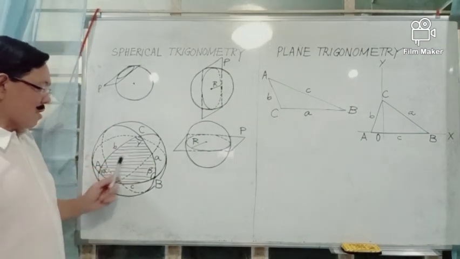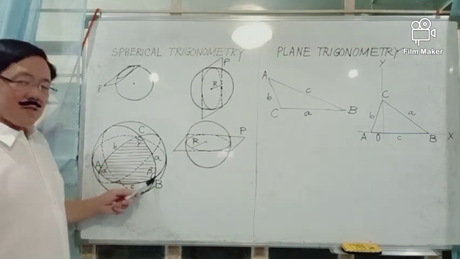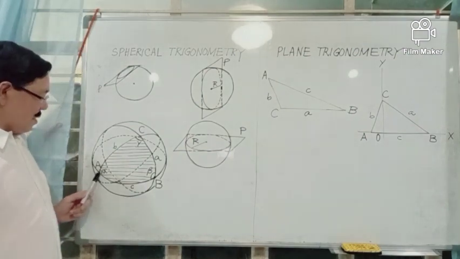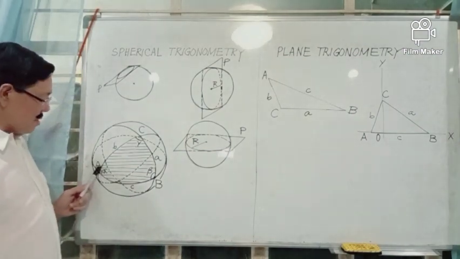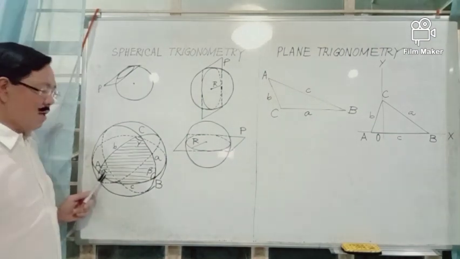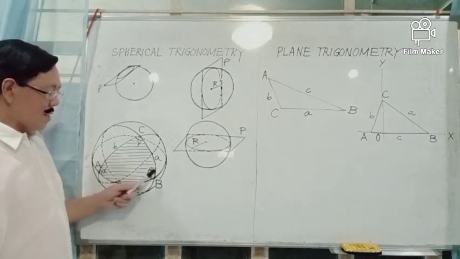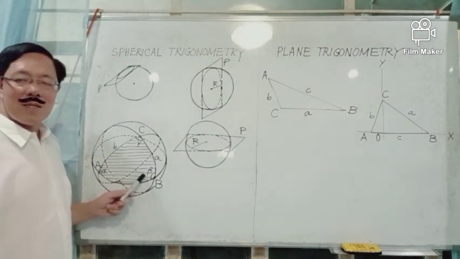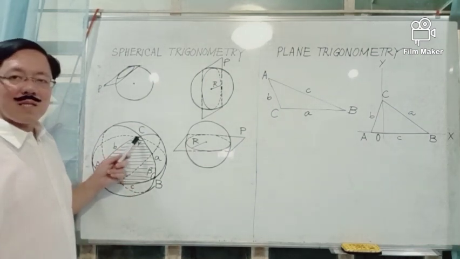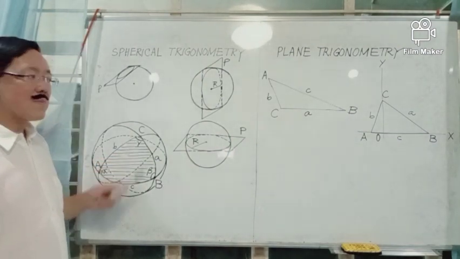In this spherical triangle with vertices A, B, C, the angle at each vertex is denoted by a Greek letter. Hence, the angle at vertex A, this angle, is denoted by alpha. The angle at vertex B, this angle, is denoted by the Greek letter beta. And the angle at vertex C is denoted by this Greek letter gamma.